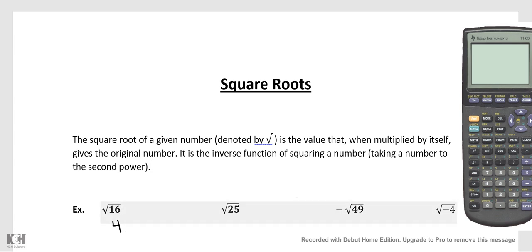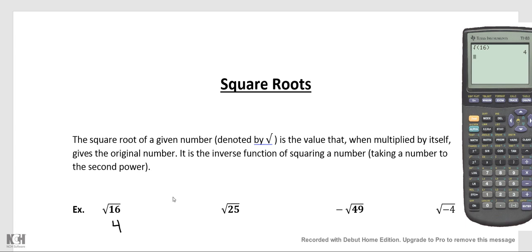In the calculator, on a TI-83, we see the radical function here above the squared button. It's yellow, so we know we're going to have to hit the second key, then push the square button. That gives me my little radical symbol. Type in the number I want to take the square root of, close the parentheses, hit enter, 4. So we know the square root of 16 is 4.